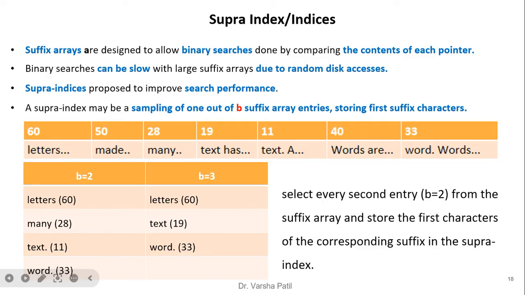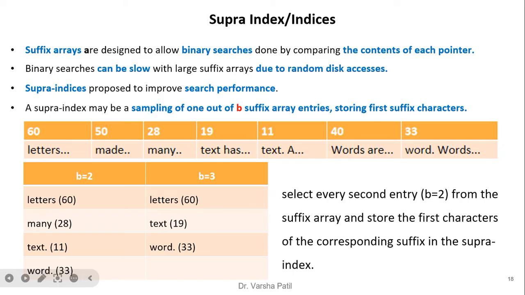Next is 1 2 1 2 1, again we are storing the text and again we are storing the word dot. If we make B equal to 3, then 1 2 3, 1 2 3 like this, we are storing only the entry of 60, and we are not maintaining the entry of this because it comes under this particular portion, that is 60. Next entry we maintain is 19, then after 19, 1 2 3, so text dot and words come under the text, then next is word dot. So in this way we are making the supra indices by choosing the value of B.